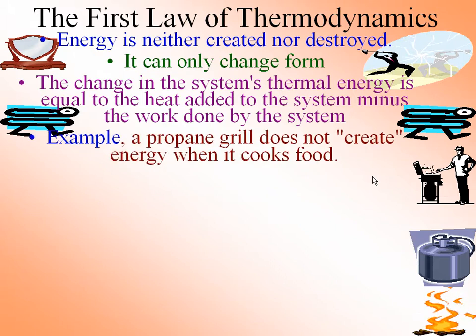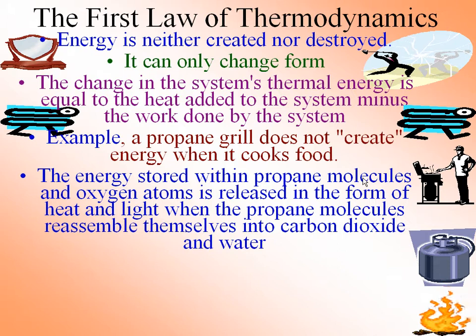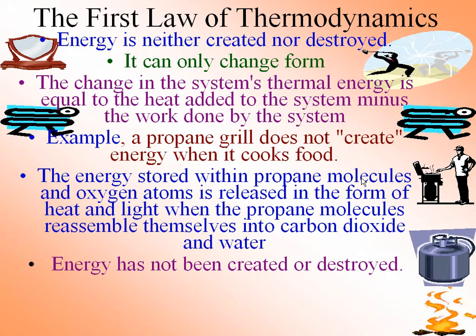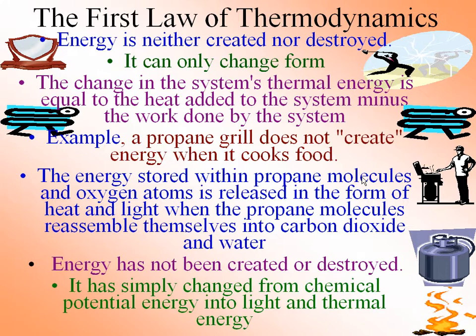Example: a propane grill does not create energy when it cooks food. Energy stored within the propane molecules and oxygen atoms is released in the form of heat and light when the propane molecules reassemble themselves into carbon dioxide and water. Energy has not been created or destroyed. It has simply changed from chemical potential energy into light and thermal energy.